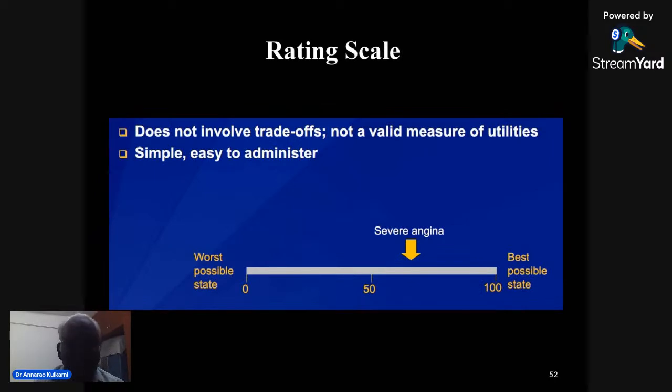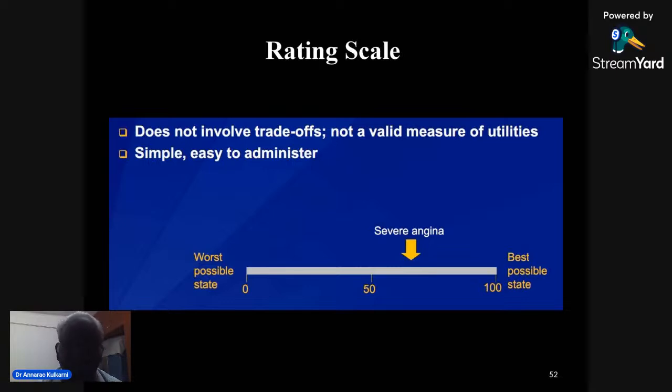The next one is the rating scale. The rating scale is the most common approach to directly eliciting utilities. This involves ranking alternatives and then placing them on an ordinal scale. For example, alternatives might include perfect health, mild angina, severe angina, and death. This example uses a visual analog scale, which is typically horizontal. There are a couple of advantages of this approach. The cognitive burden is lower than with the other techniques, and people are familiar with this technique.